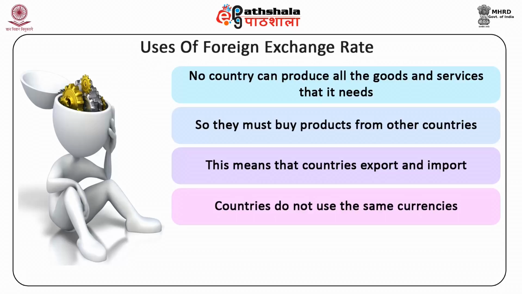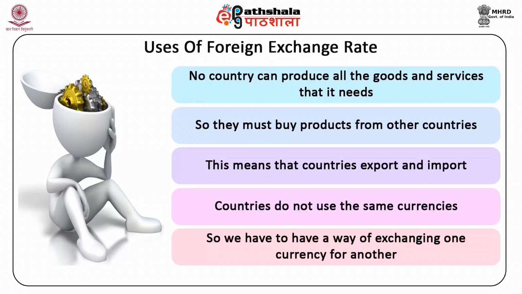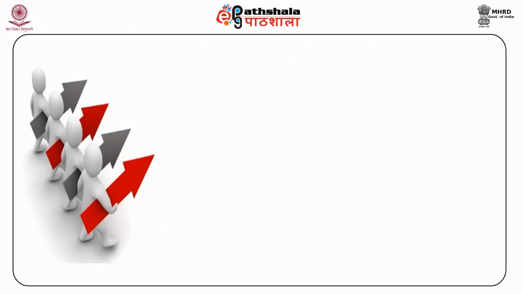However, countries do not use the same currencies. So, we have to have a way of exchanging one currency for another. This is done through the foreign exchange market by establishing a daily new foreign exchange rate with the help of demand and supply interaction. Next is commodity currency and terms currency.